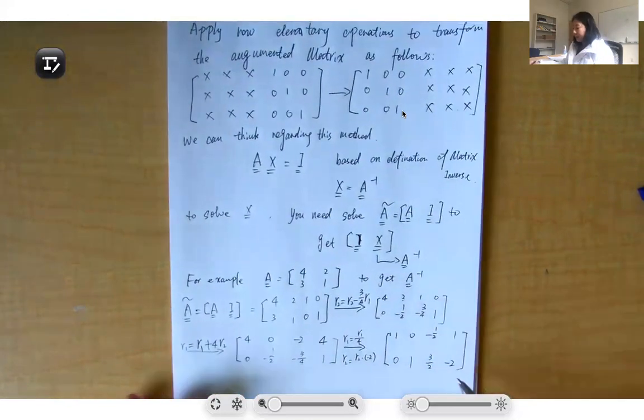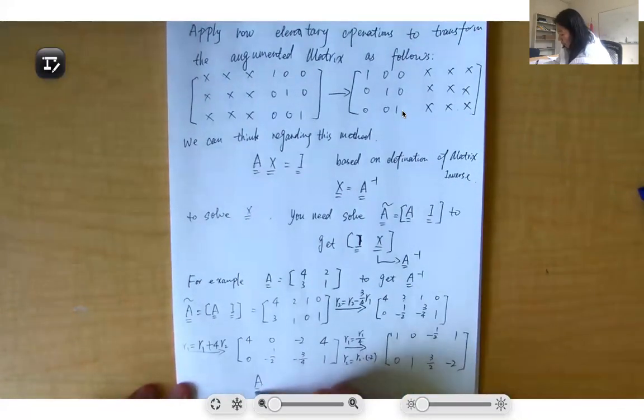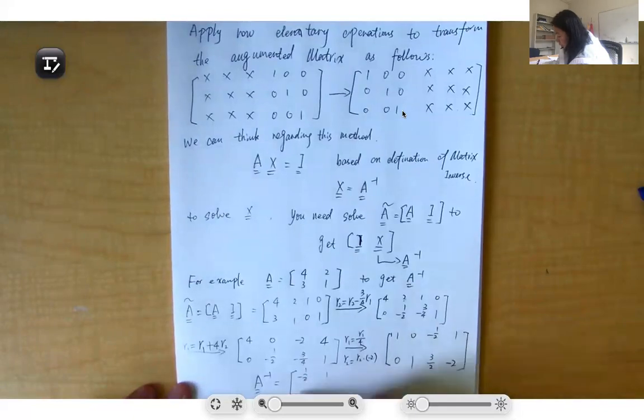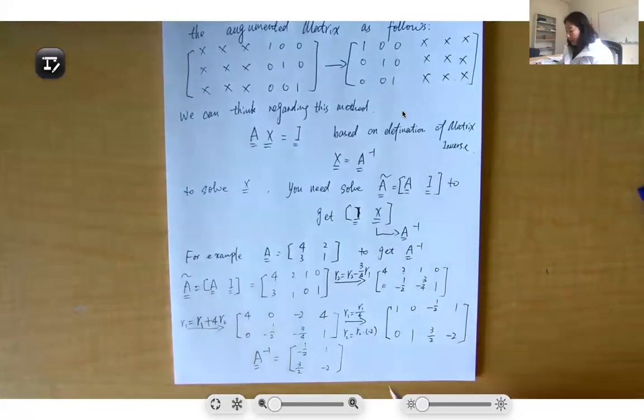And you can see that the A inverse will be this part. So the A inverse will be negative half, 1, 3 over 2, negative 2. Okay. And this is the same result as what we get from the previous method, that's C transpose divided by the determinant of A. So they are the same.